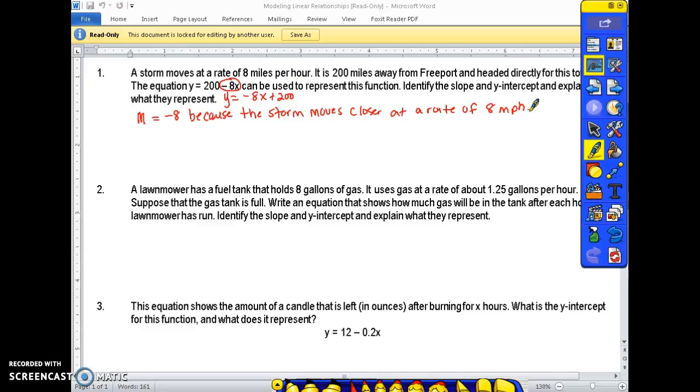Y-intercept is the constant that's at the end of the equation, which is why we rewrote it. Y equals mx plus b, it is our b. That is 200. And that means that's our initial value. The storm starts off at 200 miles away from Freeport.